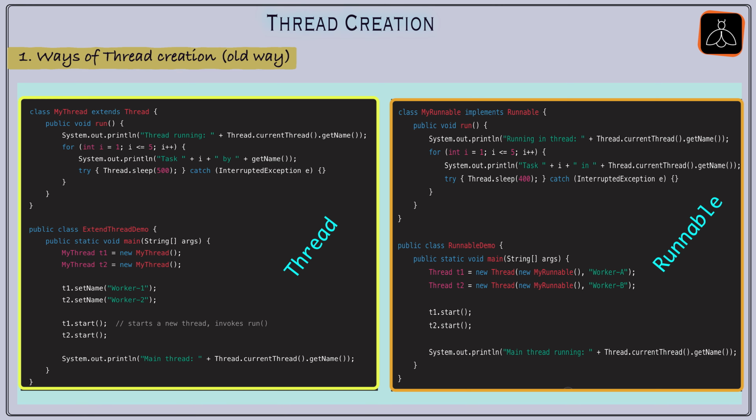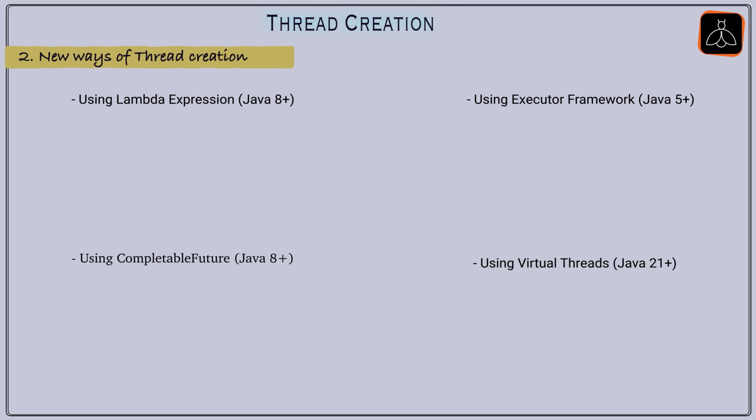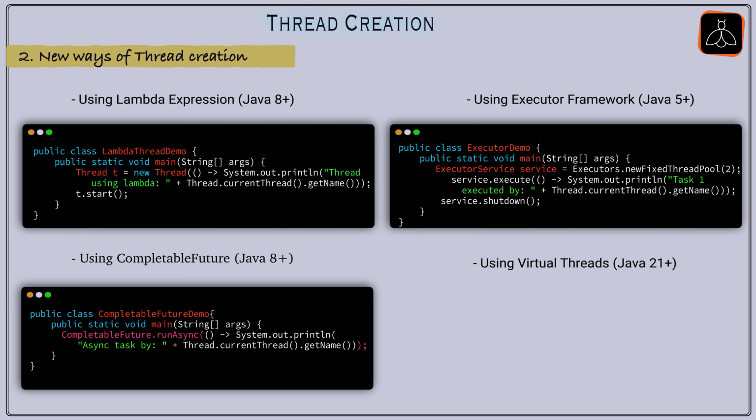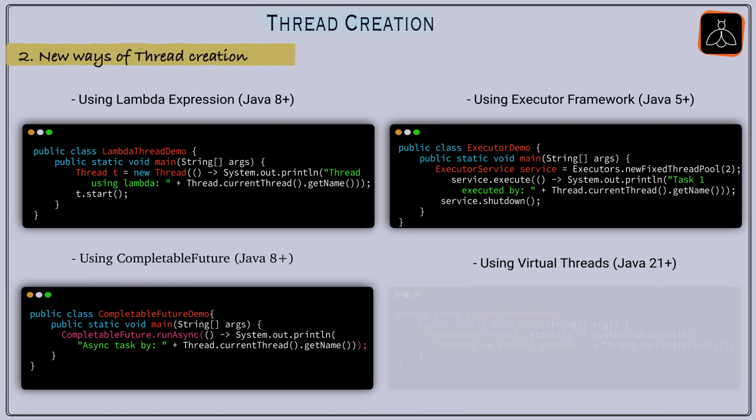Now let's see the alternative, newer ways of thread creation. From Java 5 or 8 onwards, you can use Lambda expressions, the Executor framework, and CompletableFuture, and in Java 21 there is something called virtual threads, which you can also use to create threads. These are not just new ways of thread creation; each approach adds its own special ability or efficiency. In our upcoming videos, we will go through each way of thread creation in depth, so don't worry. For now, let's quickly go through each approach.